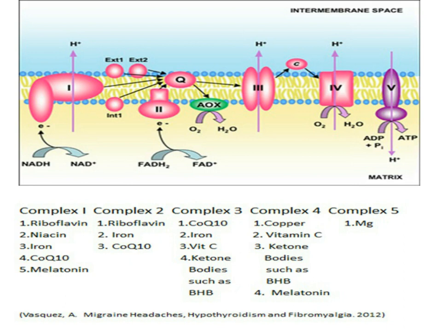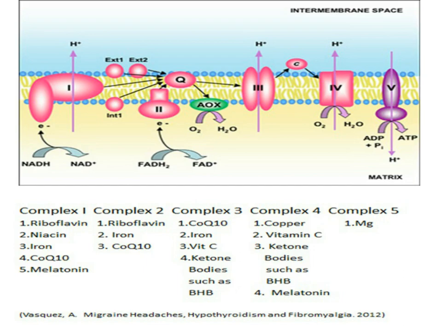Riboflavin and CoQ10 are also needed, as you can see, in complex 2, and CoQ10 in complex 3 again. Complex 4 is interesting in that you need copper and vitamin C, and then in complex 5, magnesium. All of those deficiencies can be evaluated and addressed if they show up on the micronutrient panel.